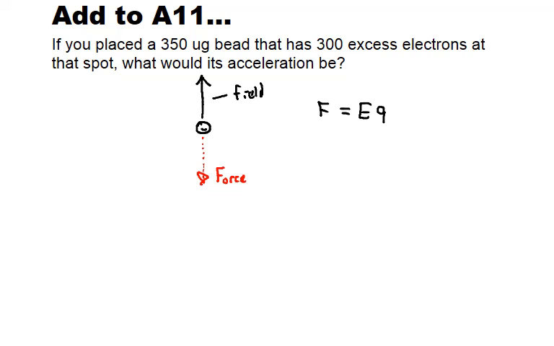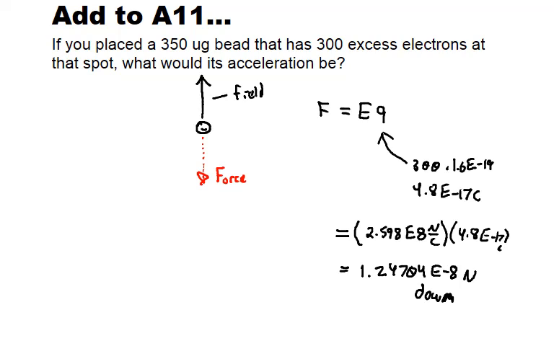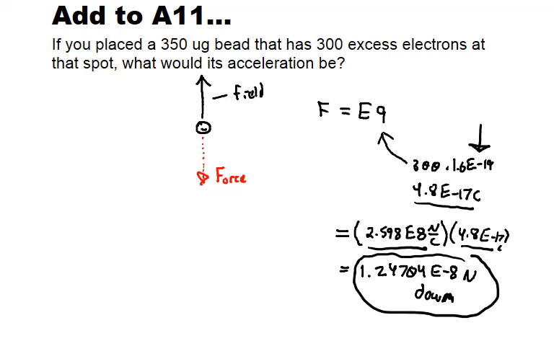Okay, so force equals EQ. We know that the charge there is 300 times the elementary charge, and the elementary charge is 1.6 times 10 to the negative 19th coulombs. So we have our charge, we know the field strength, and so this is going to be the force on it. Because the field is going upwards, but it's a negative charge, the force will be downwards for a negative charge. Because remember, we define a field based on placing a positive test charge, a proton there, and seeing where it goes.